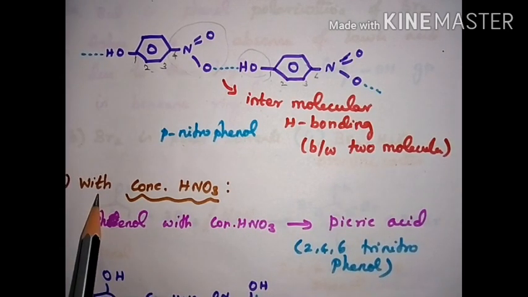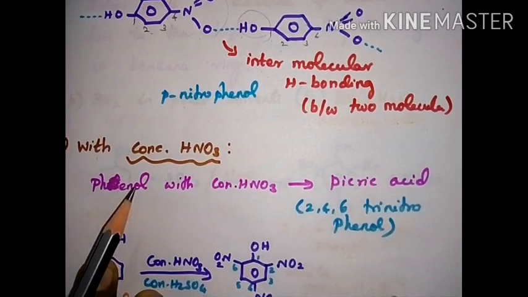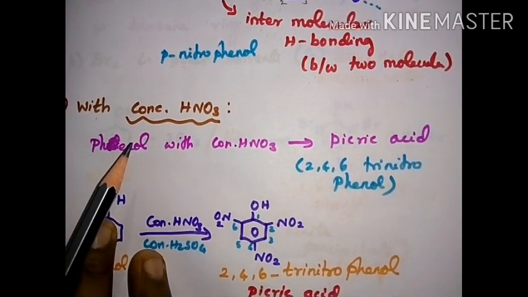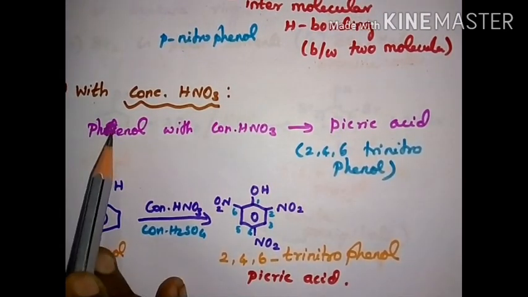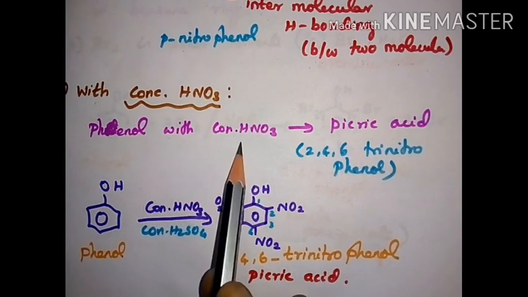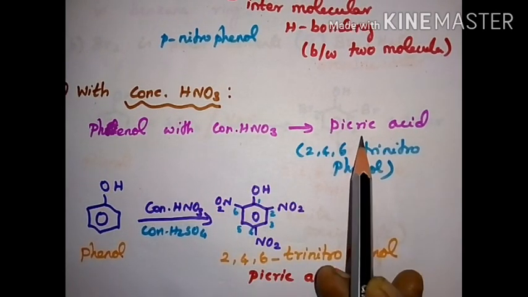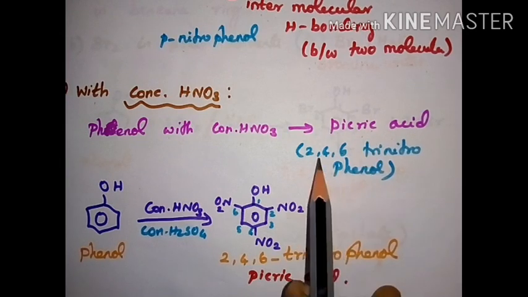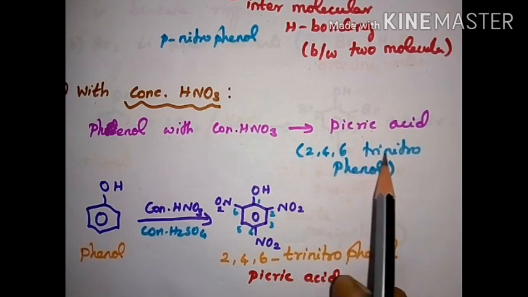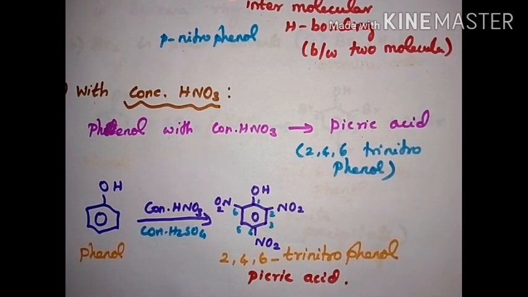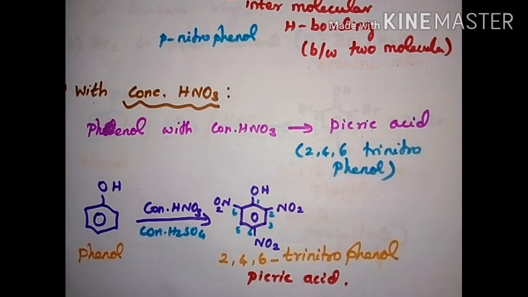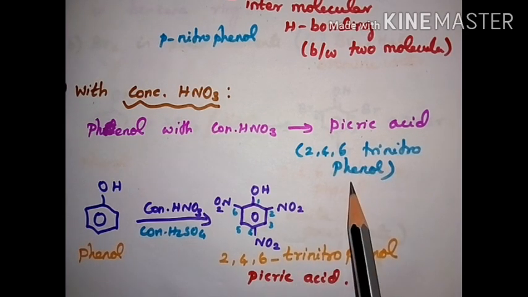So now we are going to see the reaction with concentrated nitric acid. Phenol with concentrated nitric acid gives picric acid. Picric acid is also called 2,4,6 trinitrophenol.